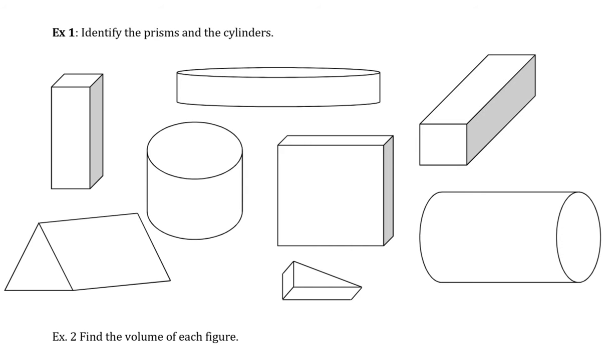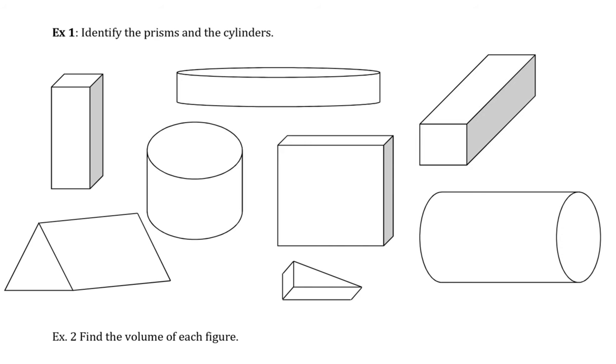But it's interesting to look at all of these shapes all at once and recognize the different dimensions that you can have. So we've got three options. There's two kinds of prisms. So we're going to look at rectangular prisms and triangular prisms. And then we're also going to look at cylinders.